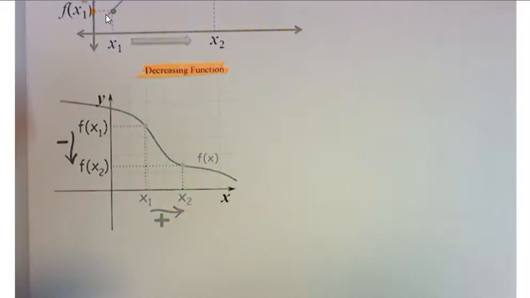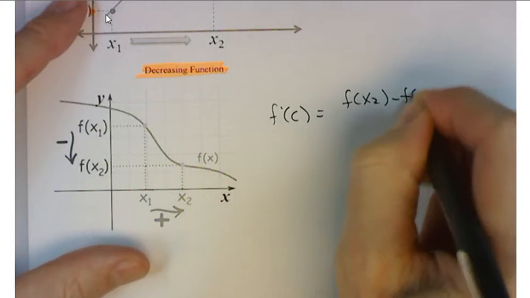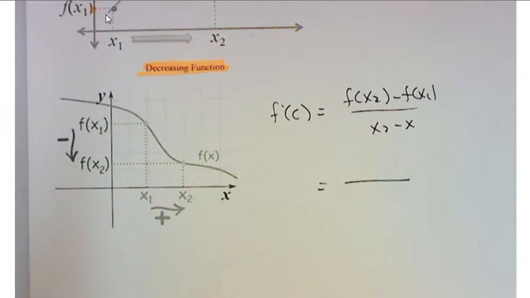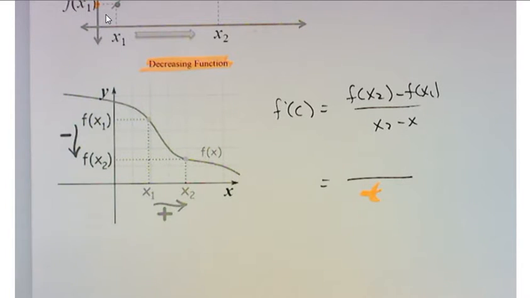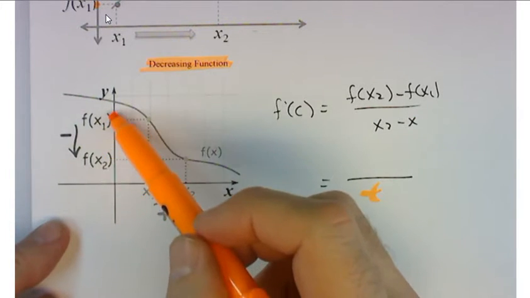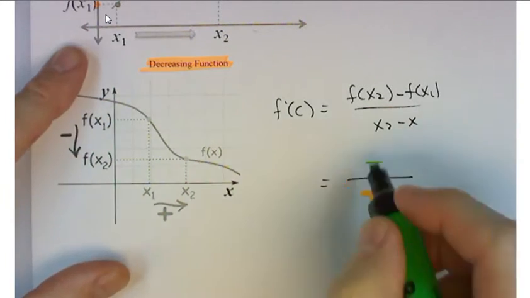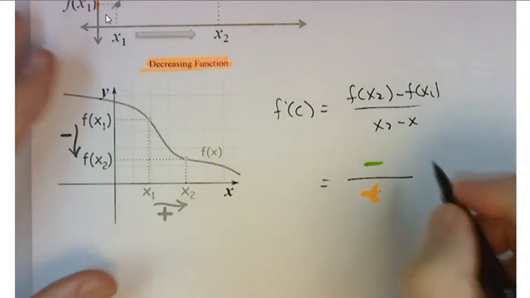So that quotient, f prime of c equals f of x2 minus f of x1 over x2 minus x1, is still going to be positive in the denominator. You're still going to do right minus left for a decreasing function, and you're still going to get something positive. However, when we do the numerator, f of x2 minus f of x1, you're going to get something negative. So what kind of a quotient do you get when you divide a negative by a positive? Well, you get a negative quotient.